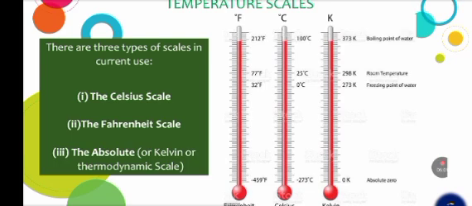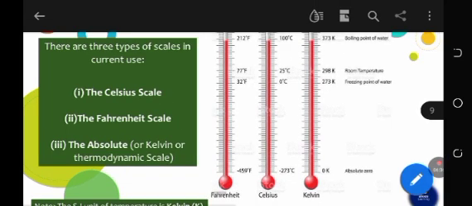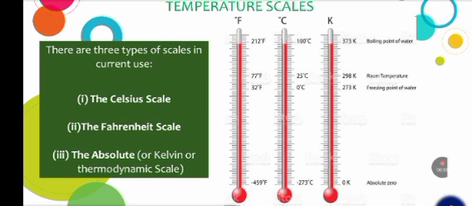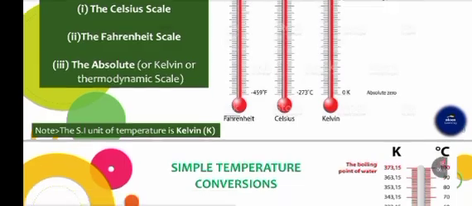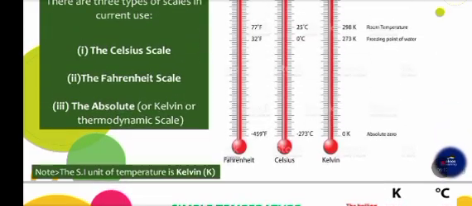And on the Kelvin scale, we have absolute zero at 0 Kelvin, our lower fixed point at 273 Kelvin, and our upper fixed point at 373 Kelvin. Now, note that the SI unit of temperature is Kelvin.